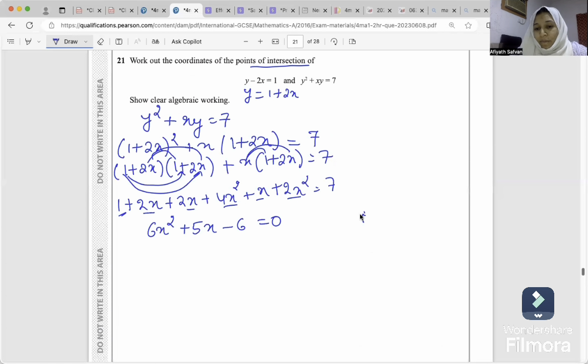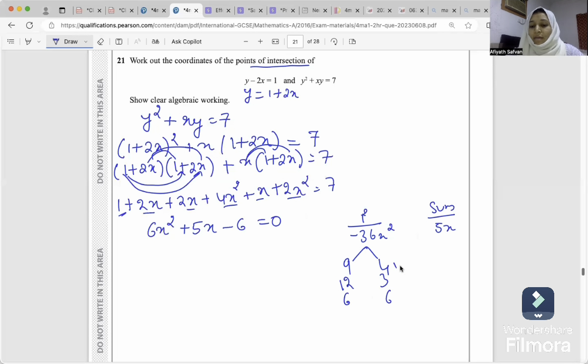Let's see. So my product is going to be minus 36x squared and my sum is going to be positive 5x. So which are the two numbers I can take here? 6 sixes are 36, or 12 threes, or 9 fours are 36. So I think this factor pair is better. 9 fours, 12 threes, and 6 sixes. So out of that, this factor pair will match my sum here. Therefore, the sign of the sum should go to the bigger number here. So plus 9 and minus 4.